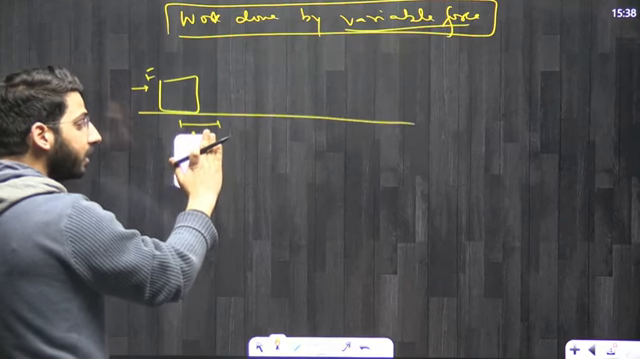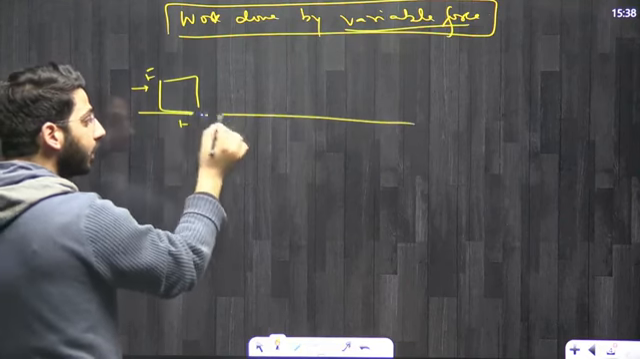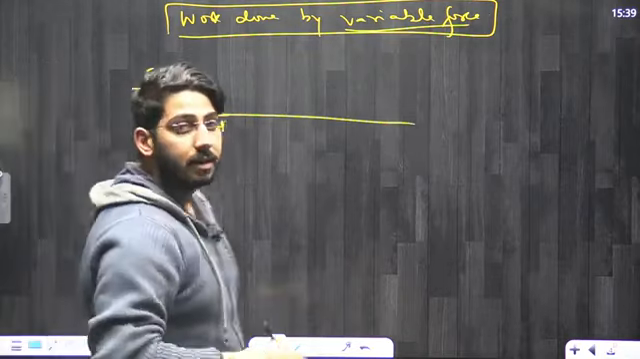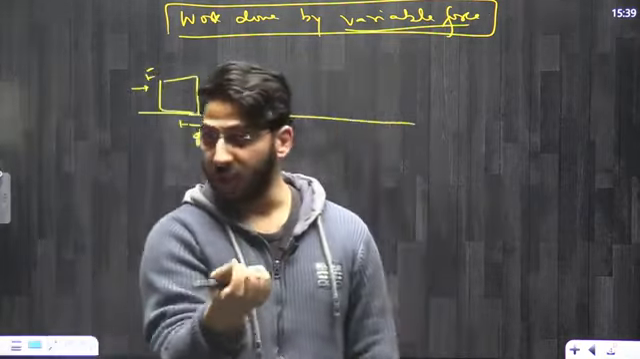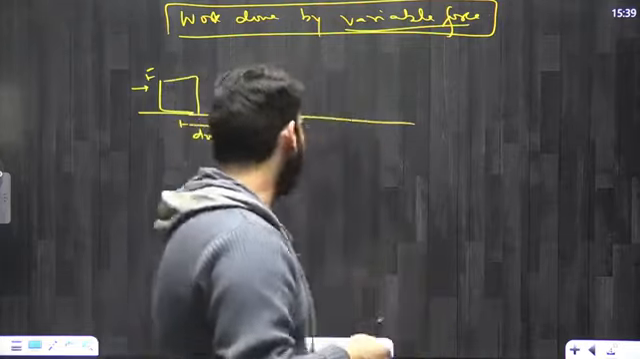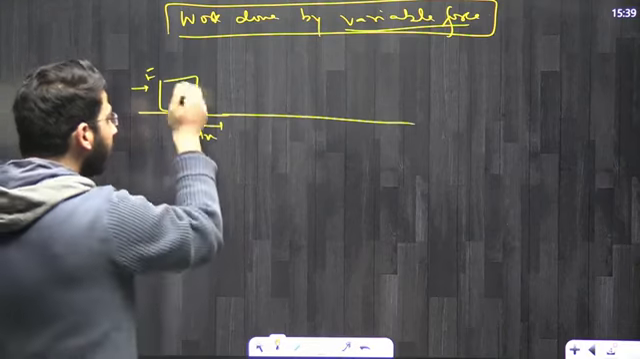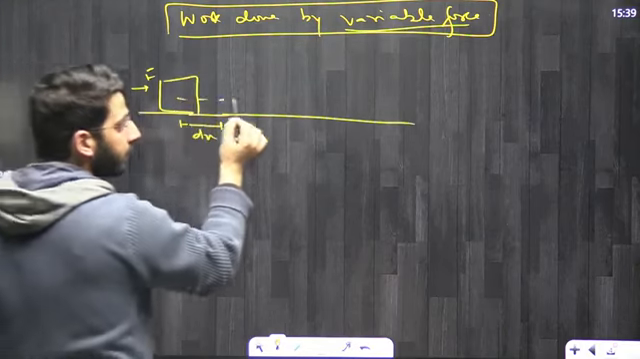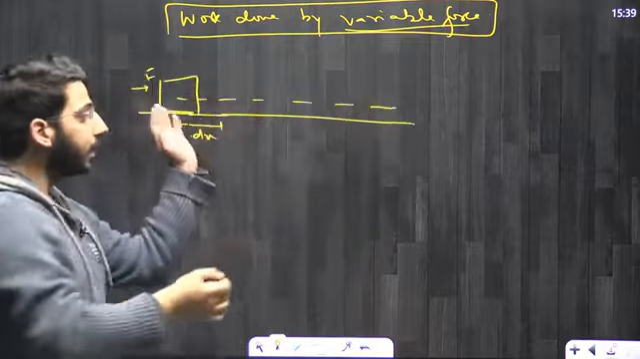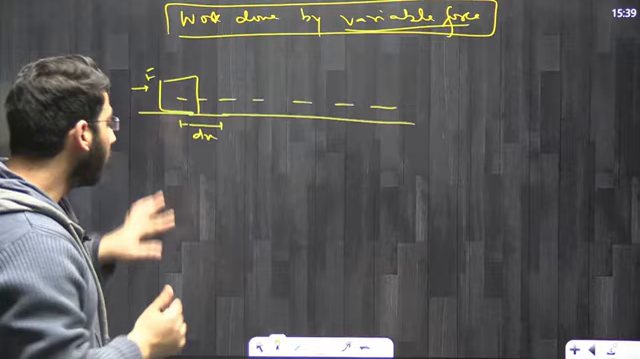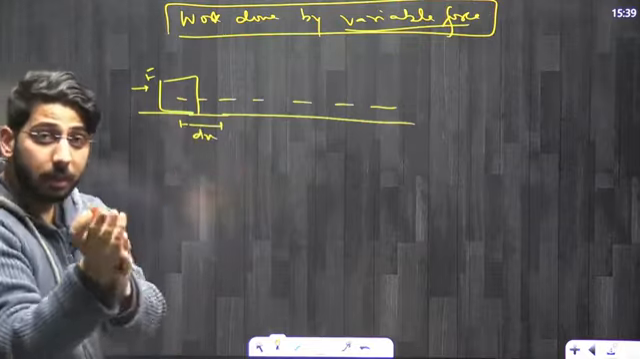So I will not call this delta x, I will instead call this dx, very, very small displacement. Delta is change in x, but d is very, very small change in x. So dx, F dx. So if I say that this mass got displaced from here to here, I'm not calculating the work done from here to here, I'm just calculating work done in this portion. So that will not be the whole work done, that will be the small work done.